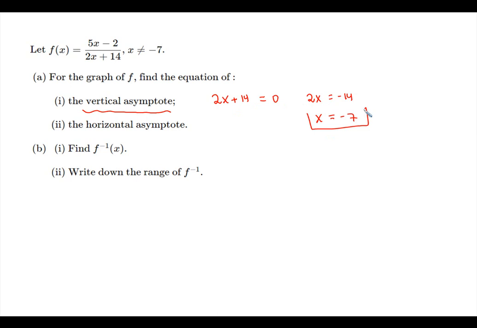Okay? So make sure you give the whole equation. Since the vertical asymptote is a line, make sure you say it's x equals negative 7 and don't just give the number negative 7. Okay?